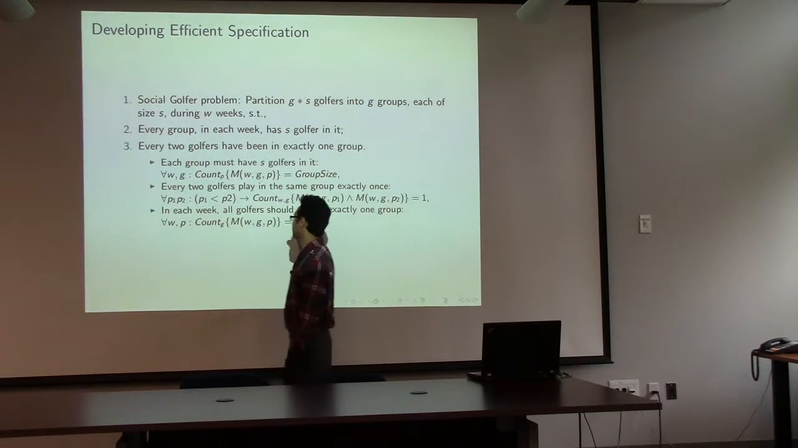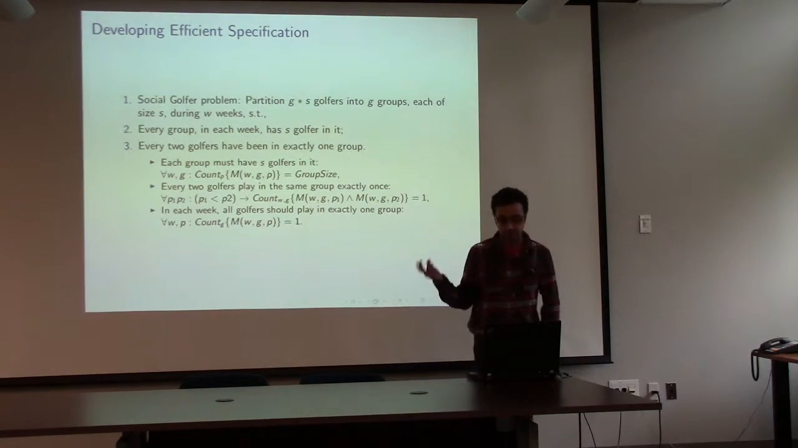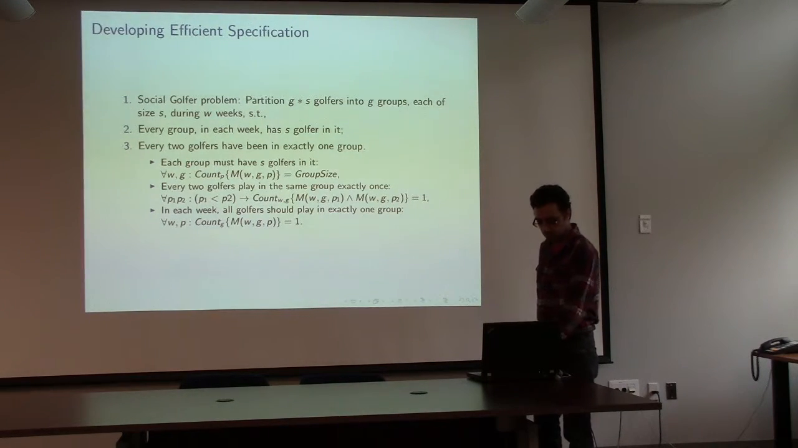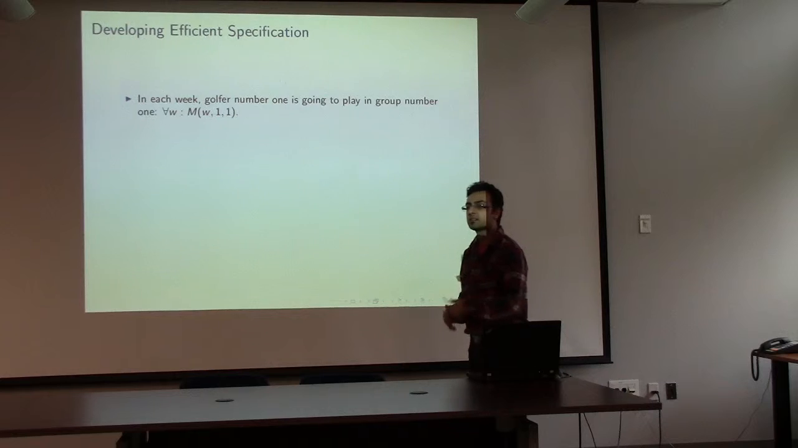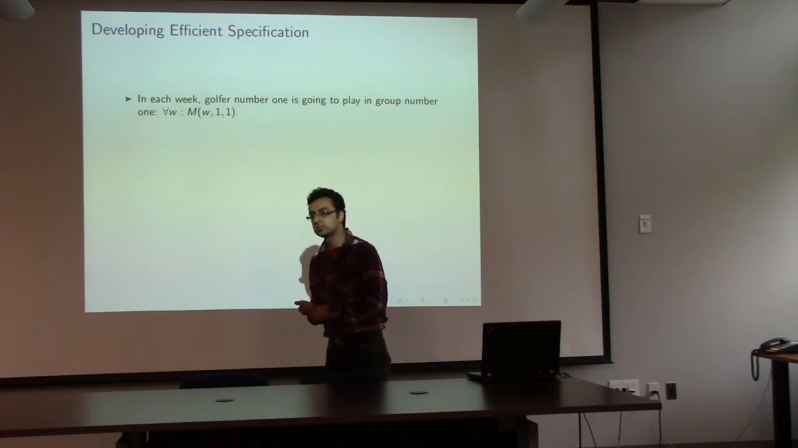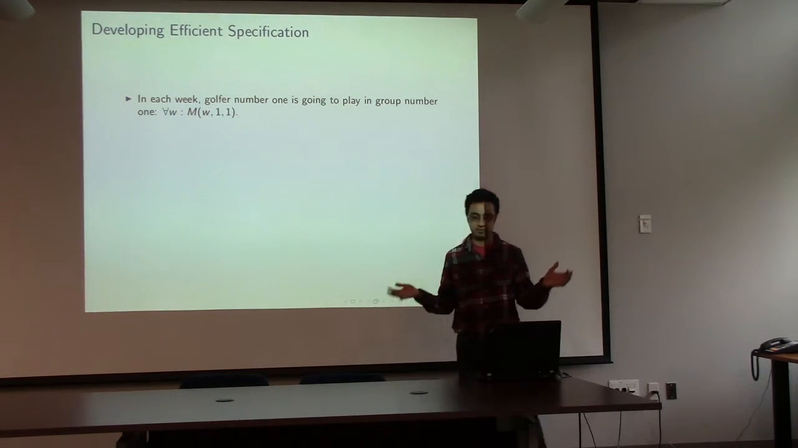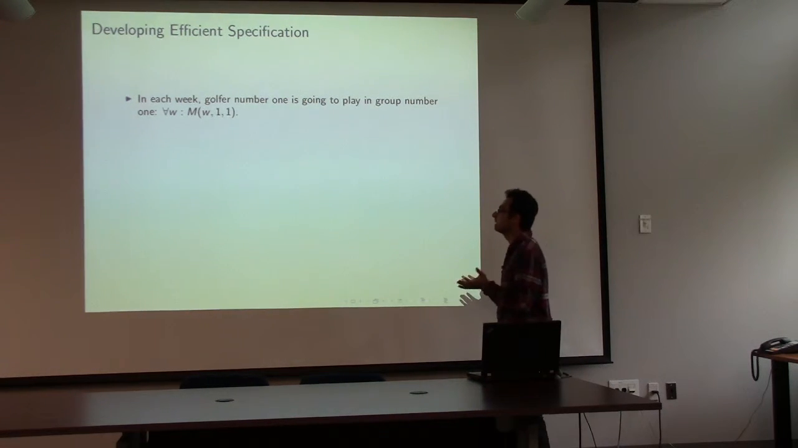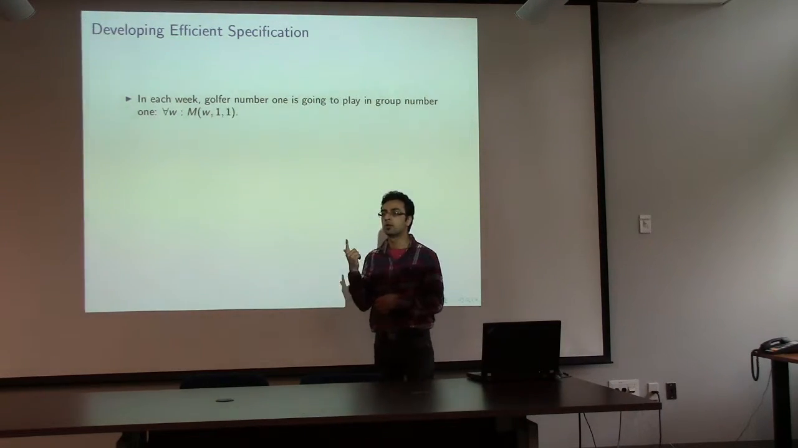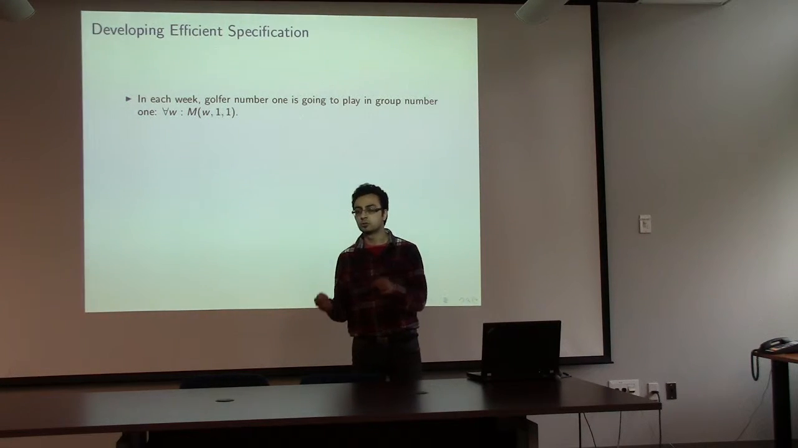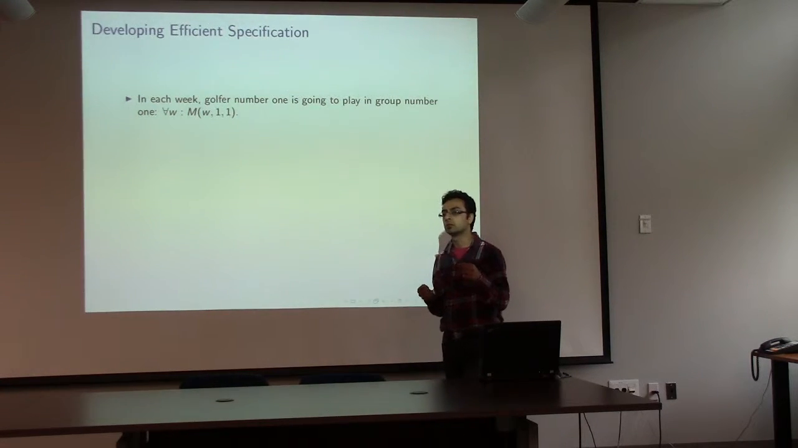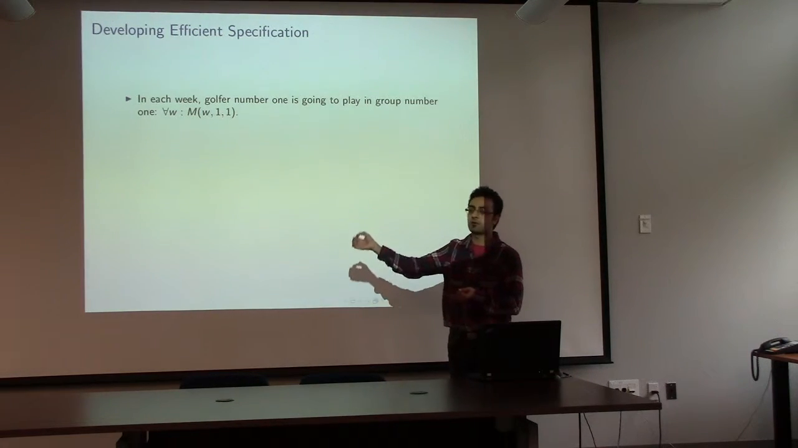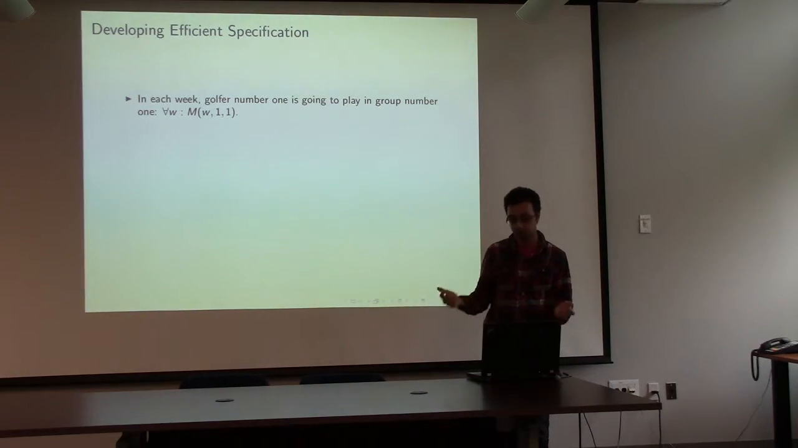So this is the basic specification for the social golfer problem. But we can add some extra constraints to break the symmetries, make the search space smaller, and also make solving easier. For example, we can say that the first golfer, golfer number 1, should always be in group number 1. I mean, it can be anywhere, but we are moving it to group number 1.